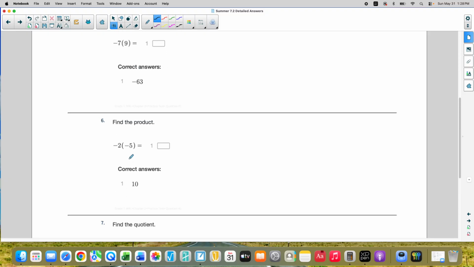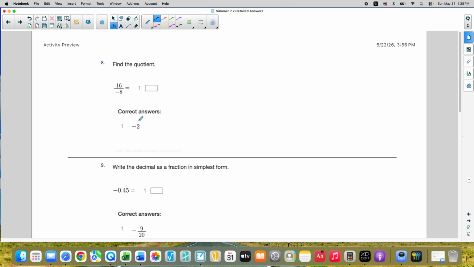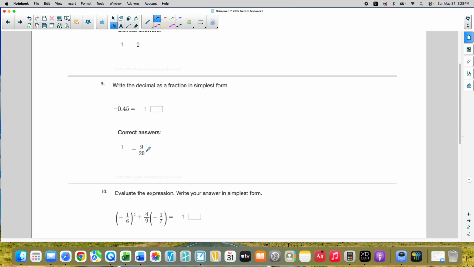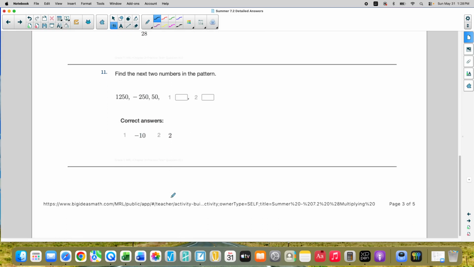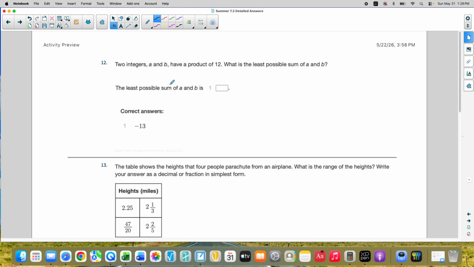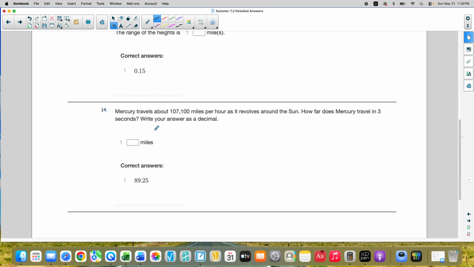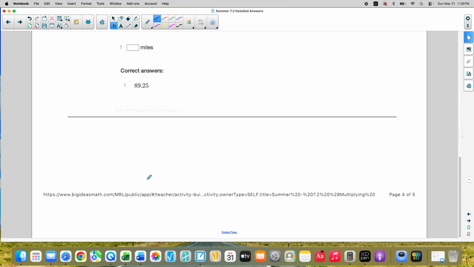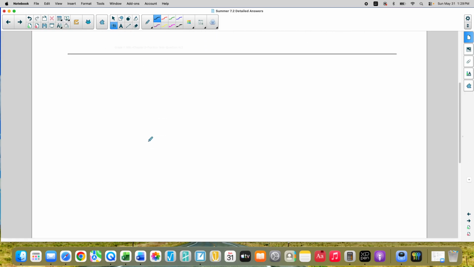We got negative 63. We got positive 10. We've got positive 8. Negative 2. Yep, negative 9/20. We reduced that. Negative 1/28. Yep. Negative 10 and 2. Those are my two next digits. 2 integers. Yes, negative 13. Love it. Yep. 0.15 is the range. Mercury was 89.25 miles. 1 1/3. I did not give it as 1 1/3. Write your answer. I gave it as 4/3 inches. That's it. There was only 15 problems.